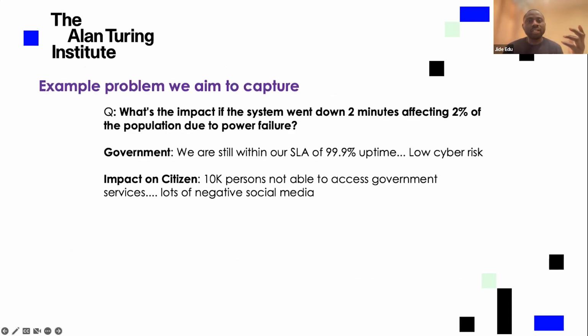And we have an example use case in which we capture how this framework could be used. We have a question which states: what would be the impact if an identity system went down for 2 minutes, affecting 2% of the population due to power failure? Ideally, the government might say we are still within our service level agreement, 99.9%. However, if we quantify the impact on citizens differently, citizens might say 10,000 people are unable to access government services during this period, and this could generate a lot of negative social media. What we intend to do is provide scales that don't only focus on the government side of things as the identity provider, but also consider all other stakeholders in these ecosystems and better factor in their own impact as well.